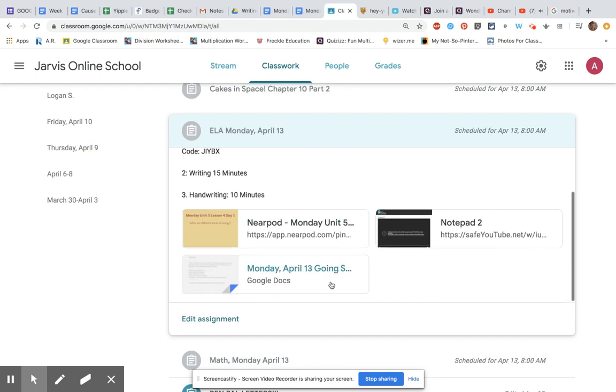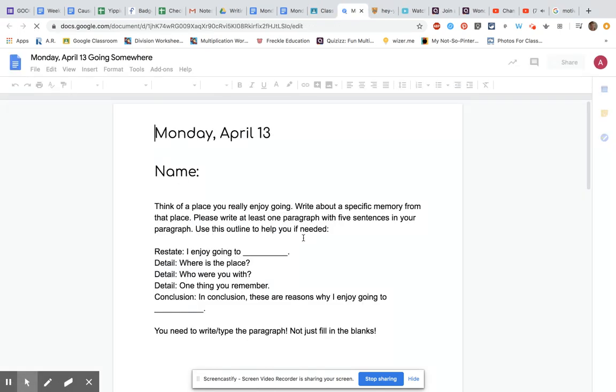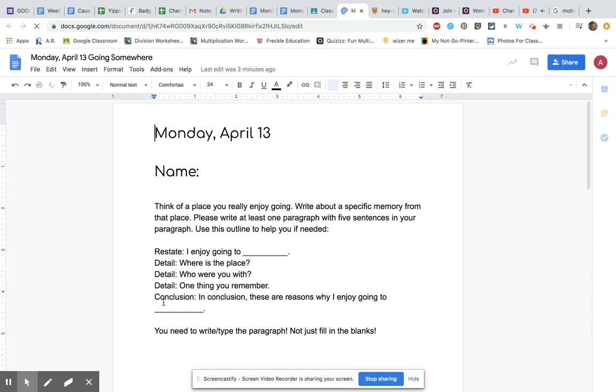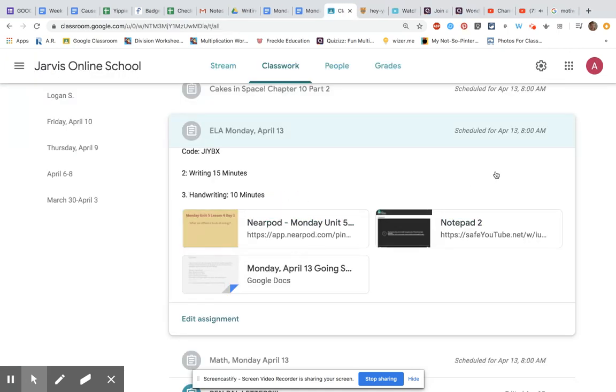And then for writing today, you're going to write about someplace that you enjoy going. If you're not quite sure how to get started, I gave you a little outline you can follow. But remember, you need to write or type the paragraph, not just fill in the blanks. Remember when you click onto the writing assignment that you'll need to send it to Docs. You'll have to click on the little square in the upper right-hand corner, and then you can type it up.